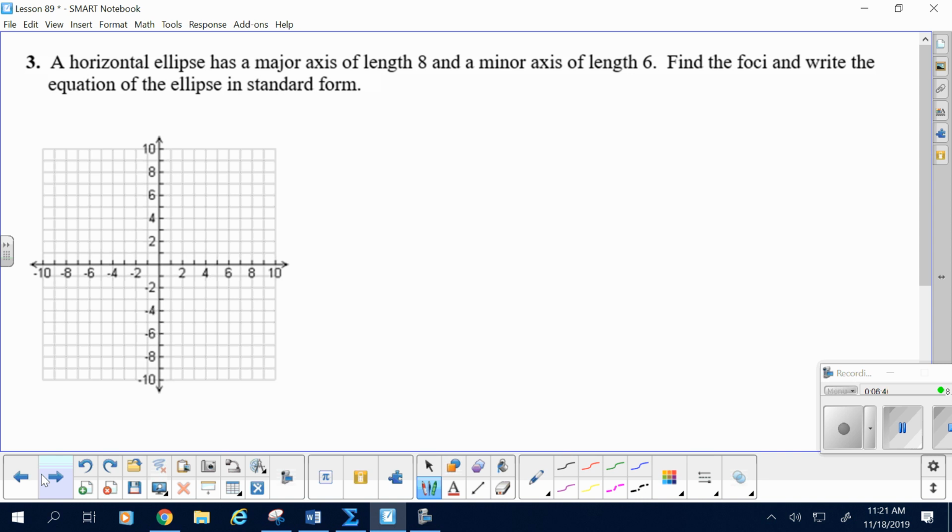Horizontal axis. We had a little vocabulary issue on the last test, but that won't happen again. Major axis of length 8 and a minor axis of length 6. These are the total distance across, not from the center.